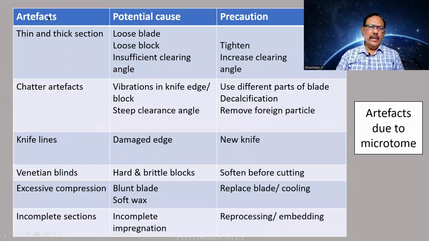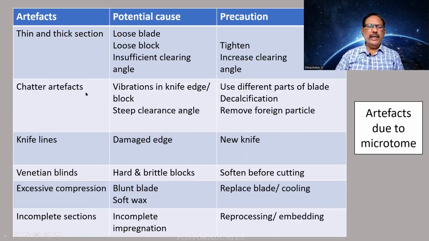Now, there are some artifacts. As I told you, artifacts are certain changes which occur during processing. You get thin and thick sections, alternate. This can be because of a loose blade, loose block itself in the block holder, insufficient clearing. Clearing means it is an angle between the block and the knife. So in such cases, you'll have to tighten, increase the clearing angle.